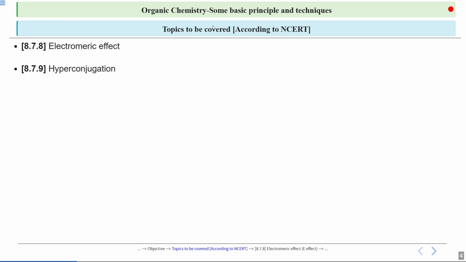Then the last one, which is hyperconjugation. So these were the four effects. Two of them were already covered, and today we will cover the remaining two. Apart from this theory part, we will also do some questions, which are in-text questions 8.12 and 8.18.